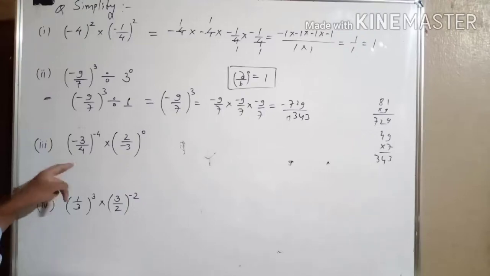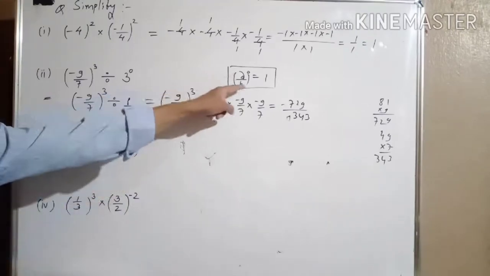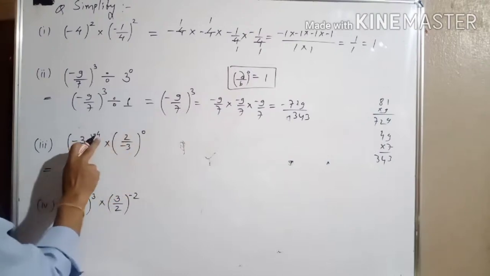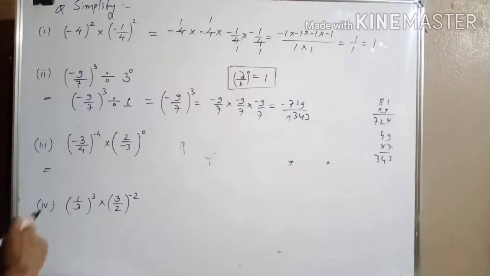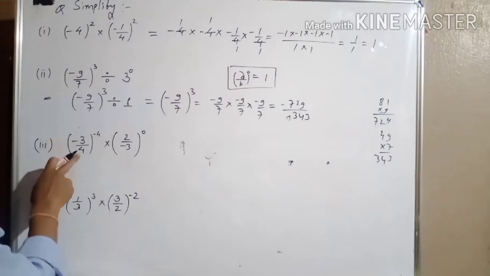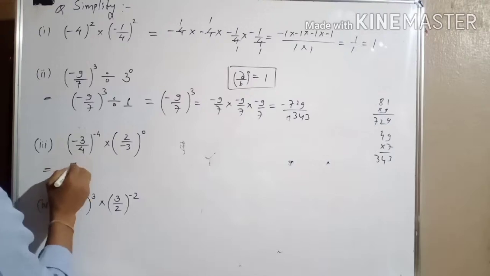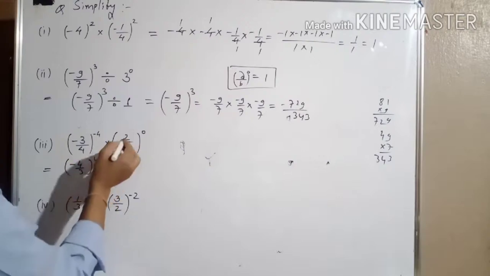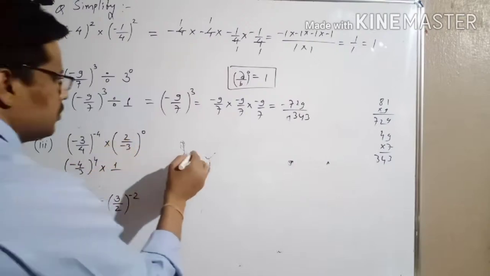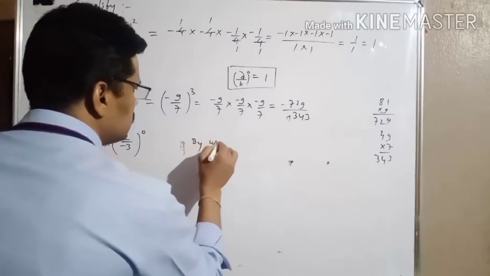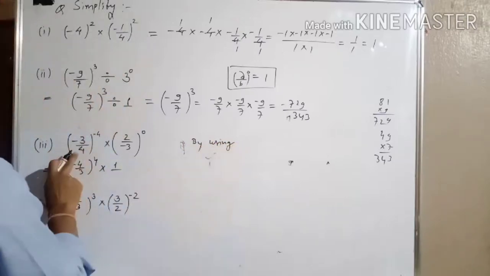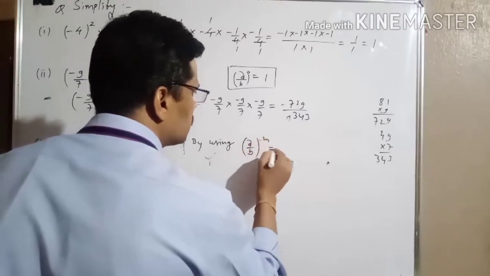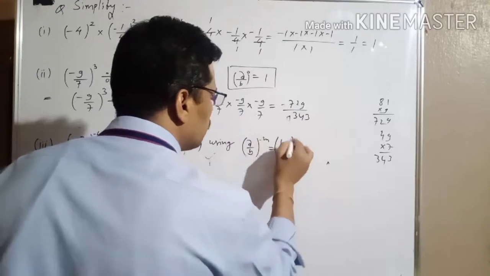Now here also we have to use the formula: a upon b power 0 is equal to 1. So in place of this, what can we write? 1. And this negative power can be converted to positive, so we need to write the reciprocal of minus 3 upon 4. We can write minus 3 upon 4 as minus 4 upon 3 power 4, and in place of the other term we write 1. By using which formula? First we are using a upon b power minus m is equal to b upon a power plus m.